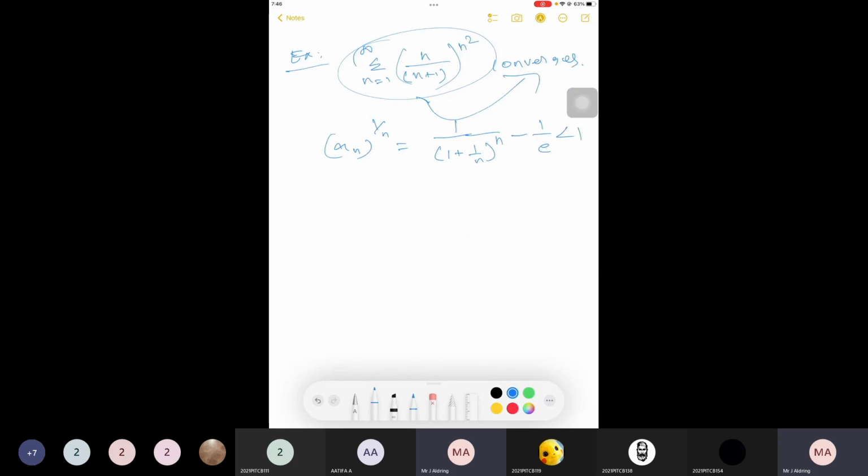Okay. Now you know what the root test is. I explained 1 or 2 problems. Next, we can see some example problems so you can understand.